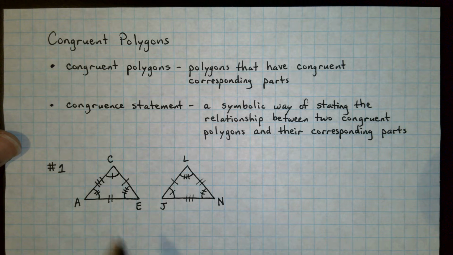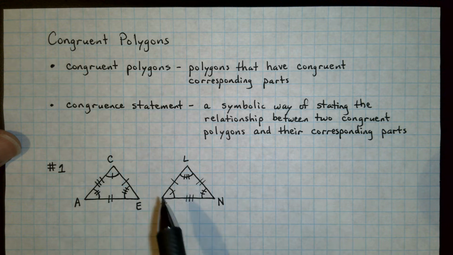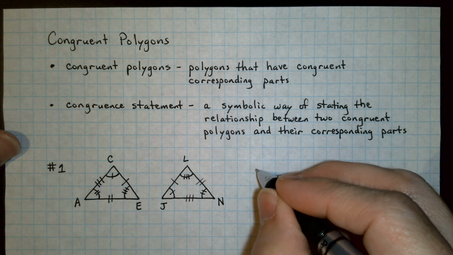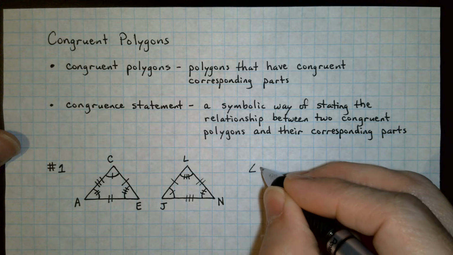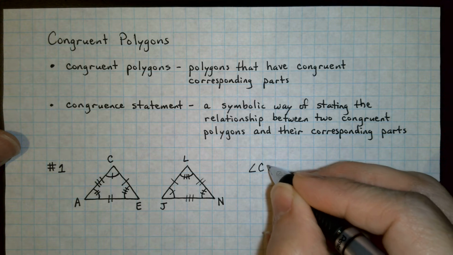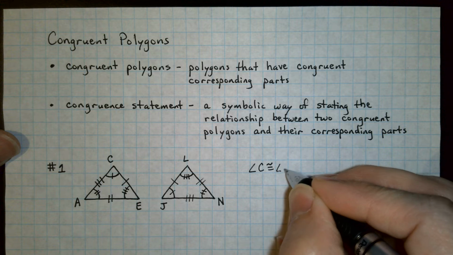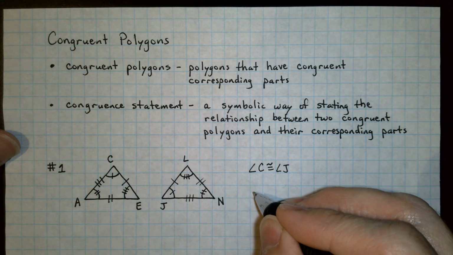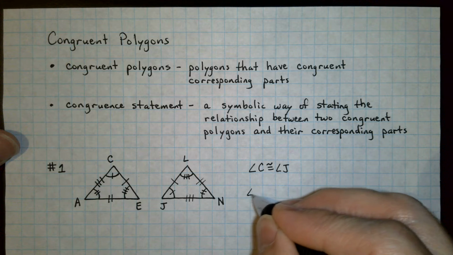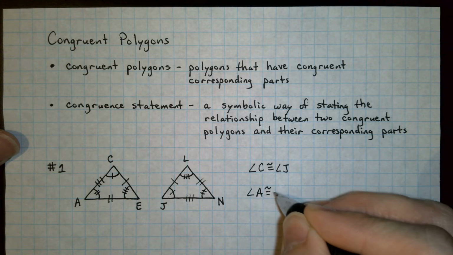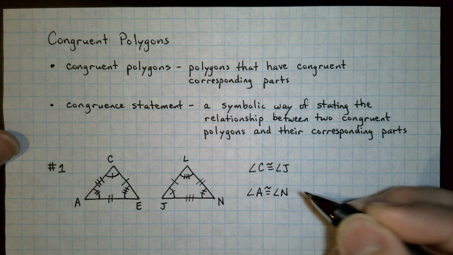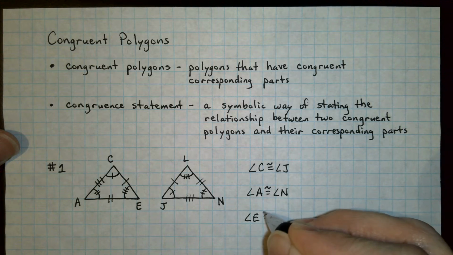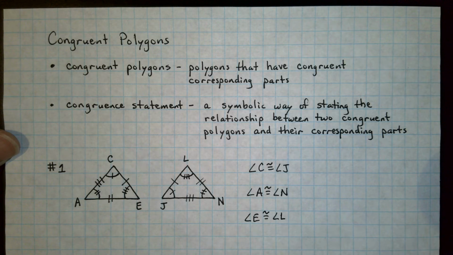Well, that information can be given, as you see here in a diagram. It can also be given in a list. You can match up the parts in pairs. So you can say something like this. Angle C is congruent to angle J. You can say the second pair, angle A is congruent to angle N, and then thirdly, angle E is congruent to angle L.